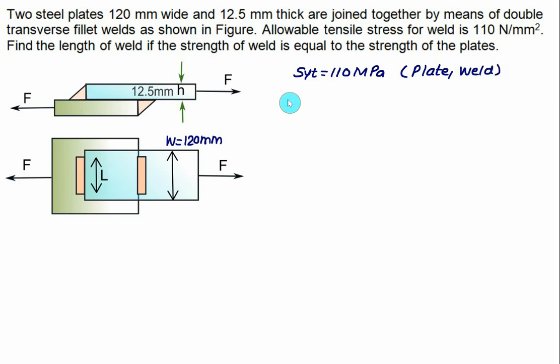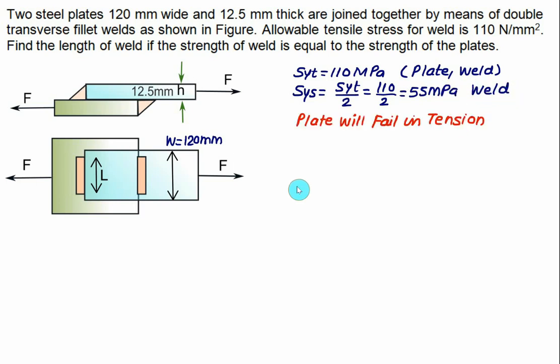But in the case of the weld we have to use the value of SYS. So we'll take the value of SYS equal to SYT divided by 2. So SYS equal to 110 divided by 2, so we have SYS equal to 55 megapascal. This value of shear is purely for the weld.